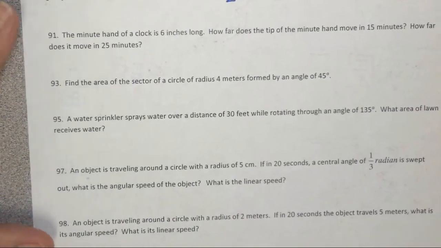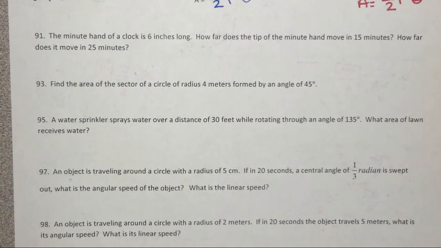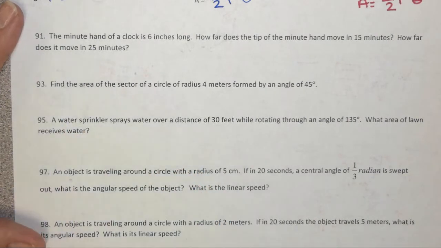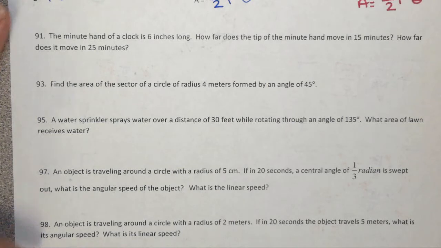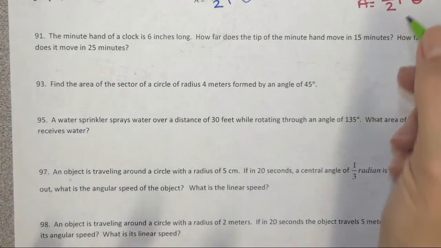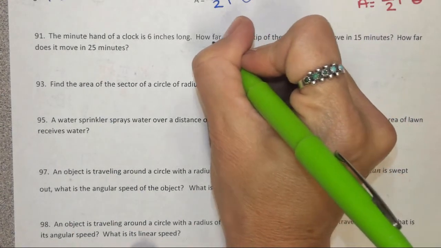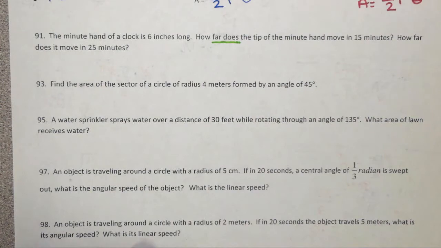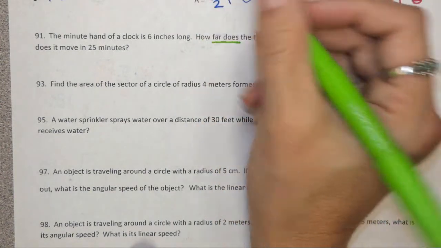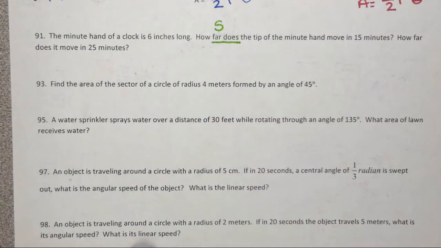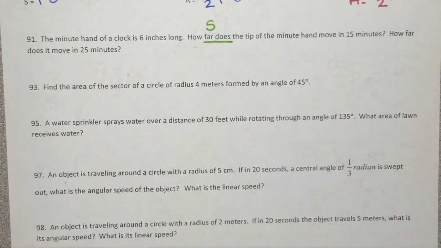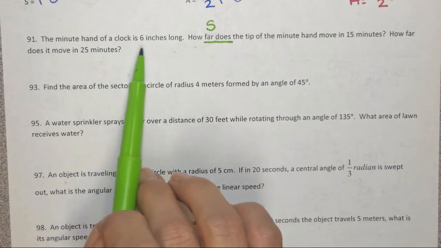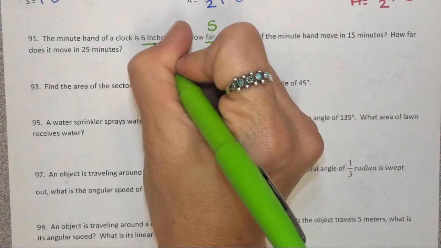91, 93, and 95. I'm going to help you set up all three of these, but I'm going to let you actually finish and do the work. On 91, they tell me that the minute hand of a clock is 6 inches long. How far does the tip of the minute hand move in 15 minutes? Because they're asking for how far, to me, that means they're asking for a length. They're really asking me to find S.